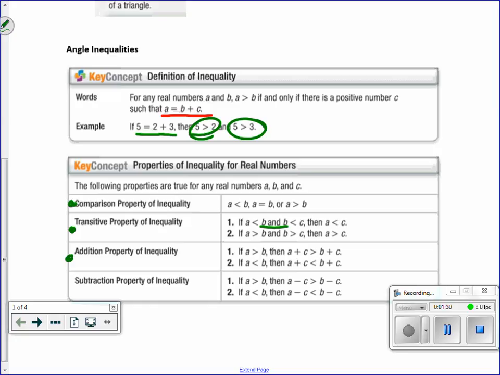We also have the addition property of inequality, and that's where if we add anything to both sides, then the inequality remains the same, or if we subtract, it maintains the same inequality.